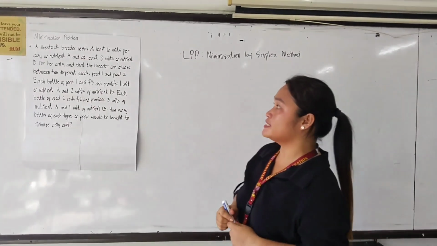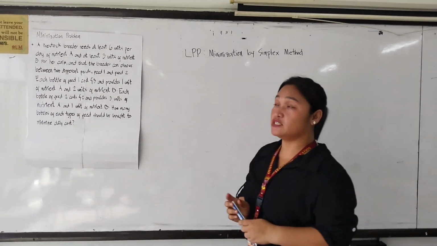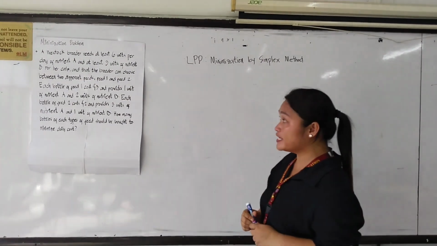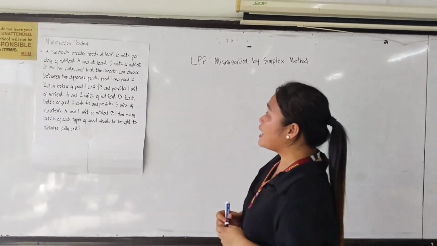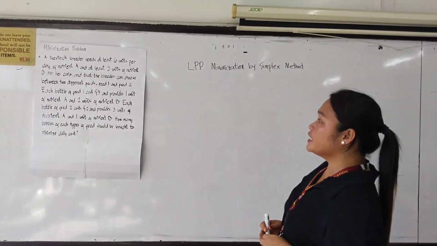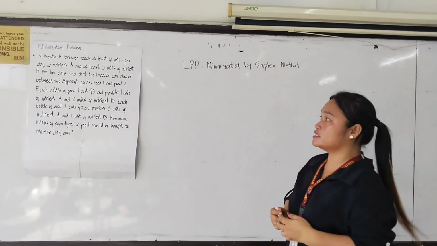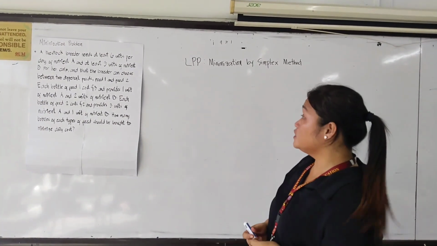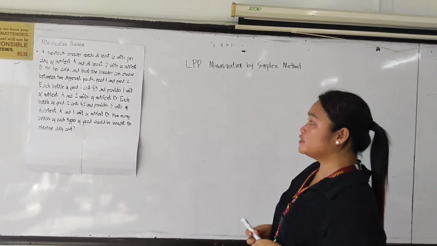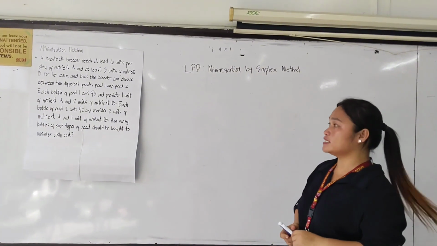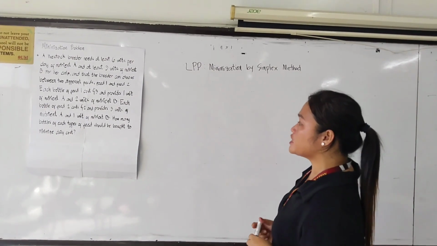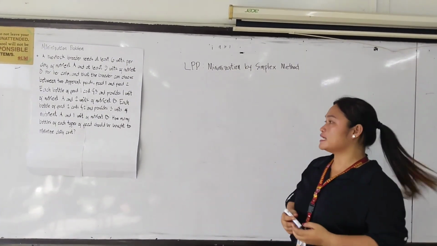The first problem is: a livestock breeder needs at least 6 units per day of nutrient A and at least 3 units of nutrient B for her calf. The breeder can choose between two different feeds, feed 1 and feed 2. Each bottle of feed 1 costs $3 and provides 1 unit of nutrient A and 2 units of nutrient B. Each bottle of feed 2 costs $2 and provides 3 units of nutrient A and 1 unit of nutrient B. How many bottles of each type of feed should be bought to minimize the daily cost?